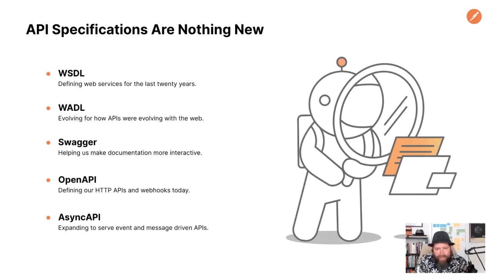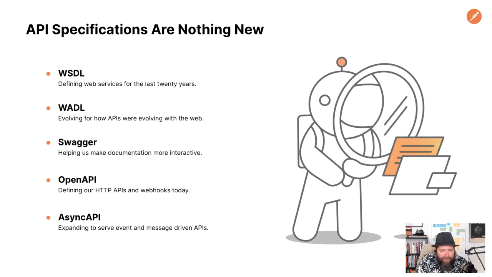So API specifications are nothing new. WSDL has been defining web services for the last 20 years. As soon as the more web-based approach to APIs emerged, we also saw WADL evolve to help us describe the surface area of our APIs. But really it wasn't until Swagger came out in 2010 and 11, helping us make our documentation much more interactive, more hands-on, helping developers understand what an API does and how they can put it to use, that we really started seeing the benefits of API specifications.